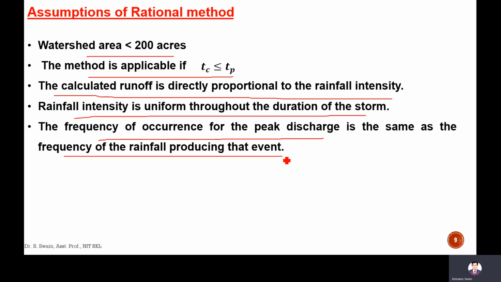In frequency analysis, we consider the rainfall and the peak discharge to be the same. Rainfall intensity is uniform throughout the duration of the storm. So here we have to assume that TC is less than or equal to TP. If TC is greater than TP, then we cannot use this formula. And for a large watershed, if it is more than 200 acres, we cannot use this method. That's the rational method.